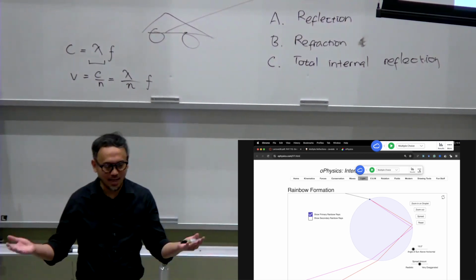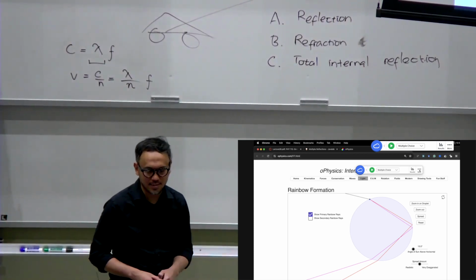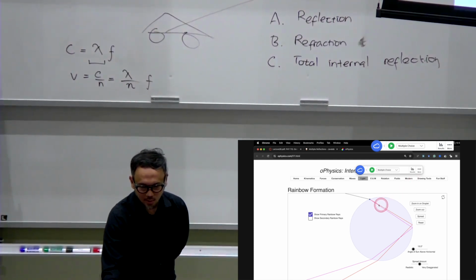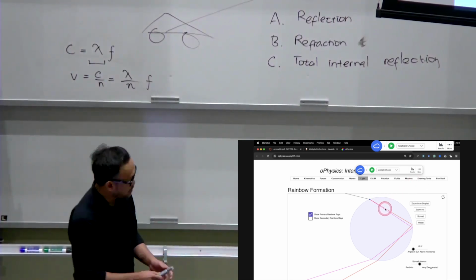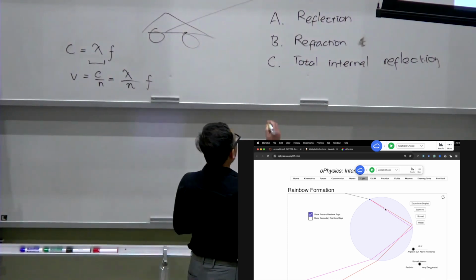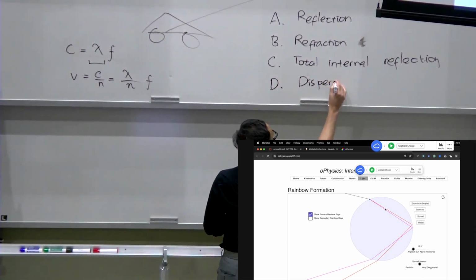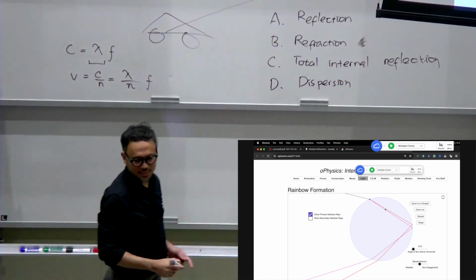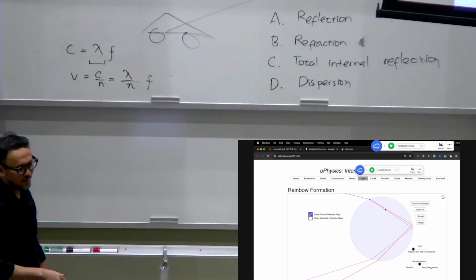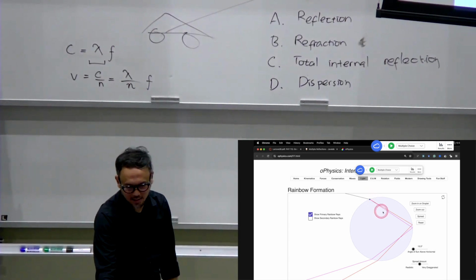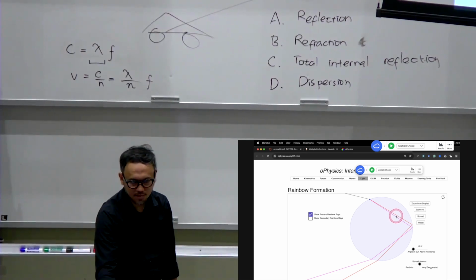When light enters a different medium, it gets refracted, like light gets bent. Actually, it could be another answer, which is dispersion. It could be a nice problem for the final exam and exam 4. Different colors travel along different paths because they have different speeds.